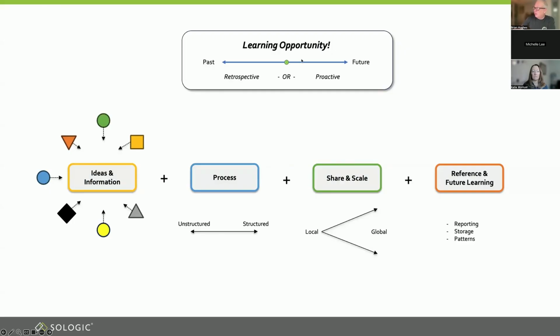So starting up here with the learning opportunity. In FMEA, we're looking ahead. We're looking into the future. Okay, so this is an exercise in imagining how a thing, and I'm going to mostly focus on things.